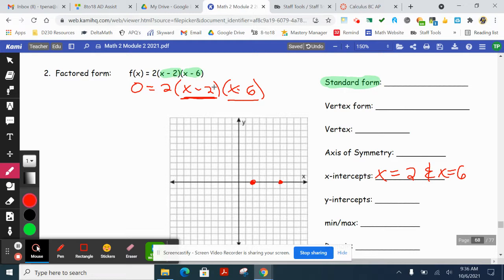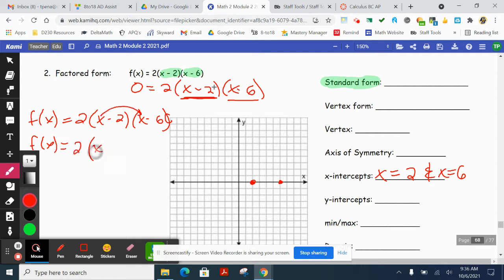So standard form basically means I need to multiply all of that out. So I'll do it over here. When we did that, we would have talked about how we're just going to drop that 2 down, and then you're going to distribute. So x times x gives us an x squared. The x times a negative 6 is a negative 6x. Negative 2 times x is a negative 2x, and the negative 2 times negative 6 is positive 12.